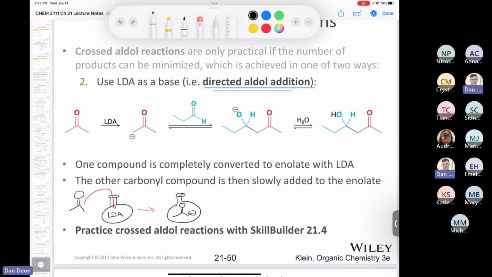And then you could just treat it with an aqueous workup. I would actually cross this out. I would put H3O plus would be a better option here. Anyhow, and there you go, and you end up with your aldol addition product.